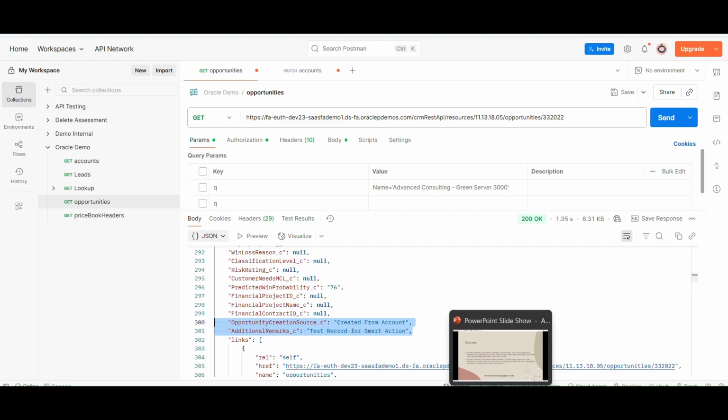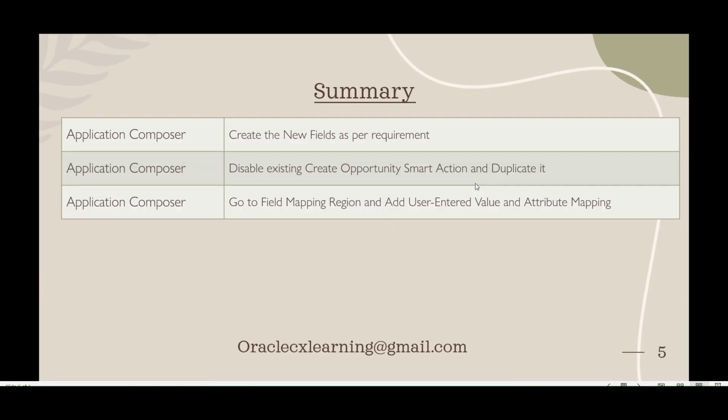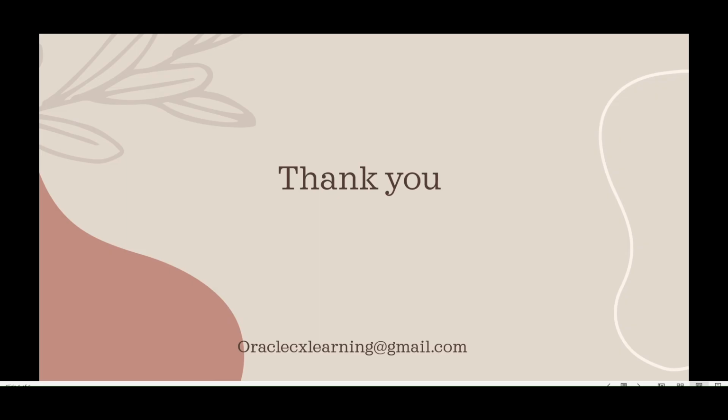Hope that one is clear. If we look at the summary, firstly we created the new fields, then we disabled the existing smart action and duplicated the deleted one, and then we went to the field mapping and added the two values, one for the user entered value and another for the attribute mapping. Hope that one was clear.